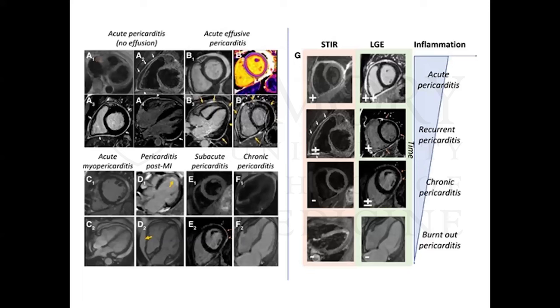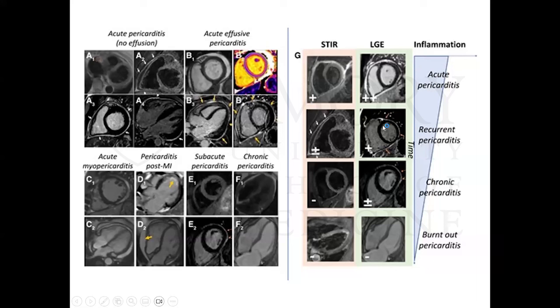So this is another great graphic that I found that I thought was very, very helpful in summarizing some of these findings as it relates to pericarditis. Over here on the right, we can see the T2 STIR images, and then the gadolinium enhancement. You can see here as we progress through acute to recurrent to chronic and more burnt out pericarditis in the gadolinium enhancement, you can see how bright everything is.